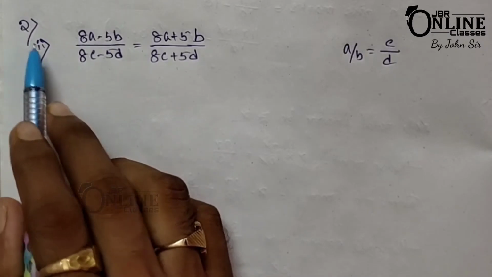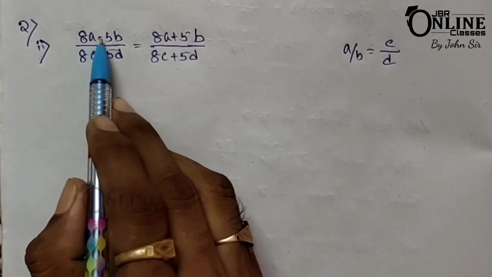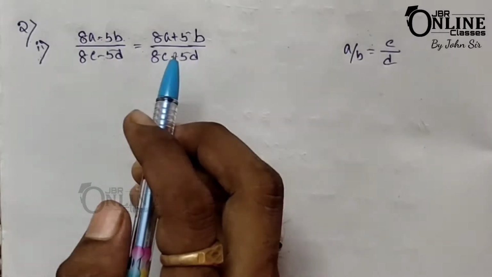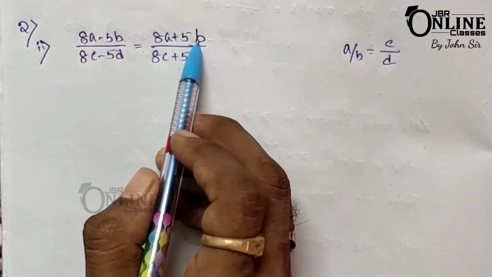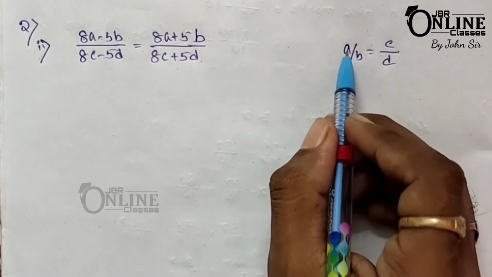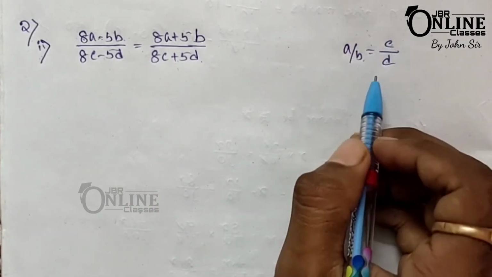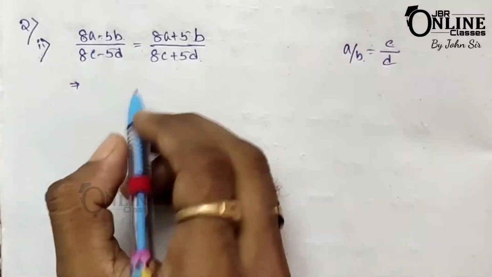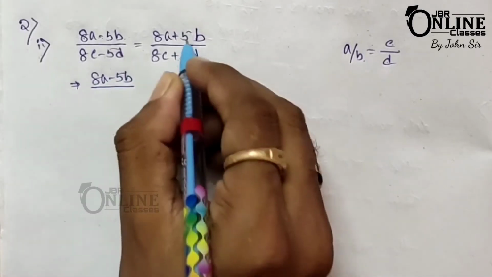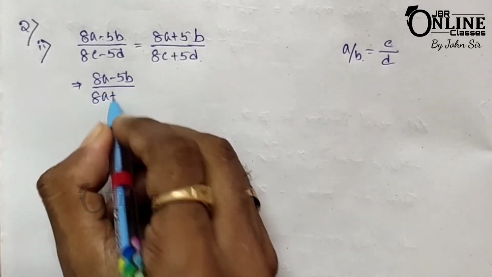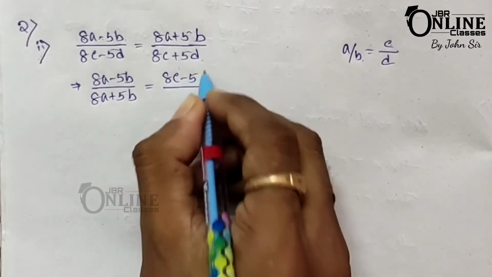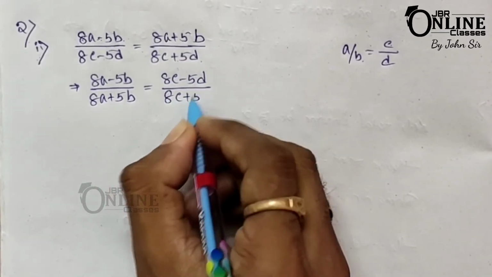Okay, now sum number 22. If (8A minus 5B) divided by (8C minus 5D) equal to (8A plus 5B) divided by (8C plus 5D), then you have to prove A by B equal to C by D. So first here you can arrange this one, 8A minus 5B, and this 8A plus 5B write down in the denominator here, and this denominator will be written down here. So it will be 8C plus 5D.